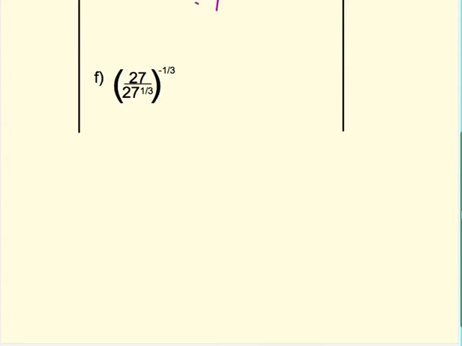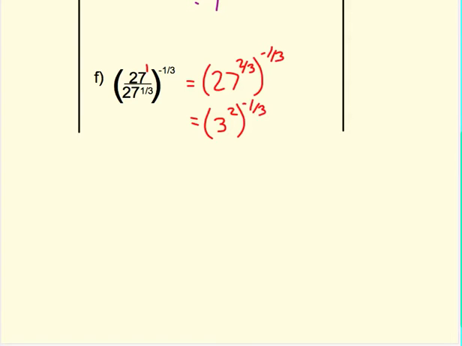And my last example, similar to the first one, they've got the same base, so I'm going to go ahead and simplify them inside the parentheses first. So 27 to the 1st power divided by 27 to the 1/3 power, subtracting my exponents, I get 2/3. And because I know that 27 is a perfect cube, I am going to continue simplifying it inside my parentheses. So the cube root of 27 is 3.